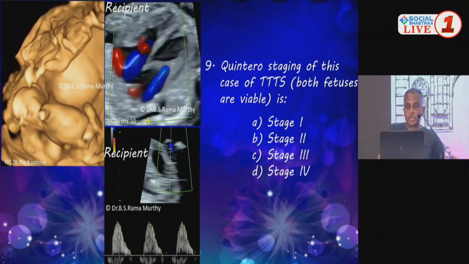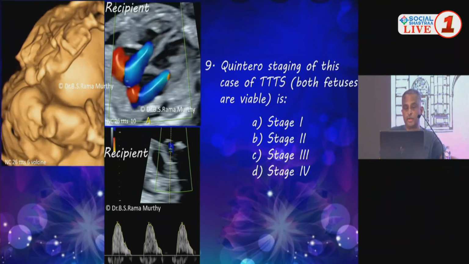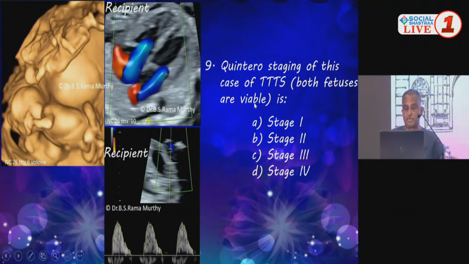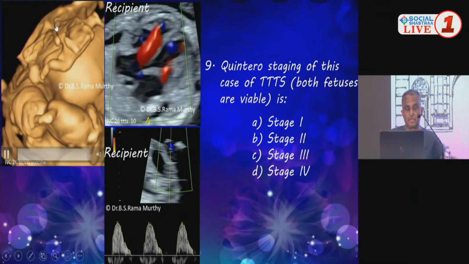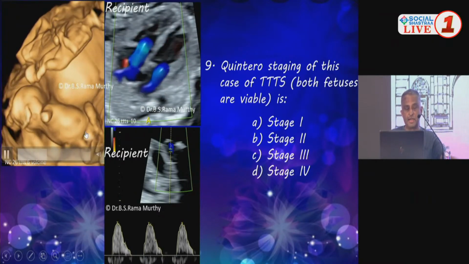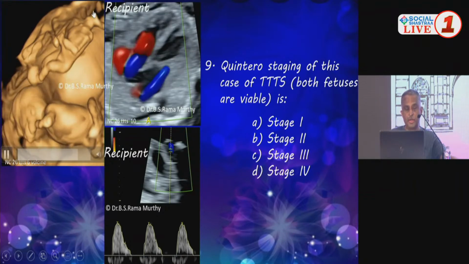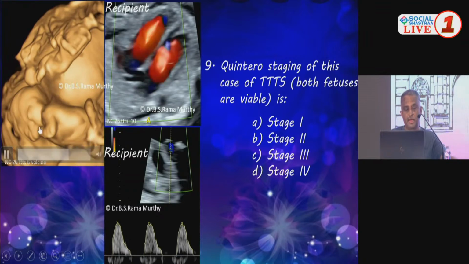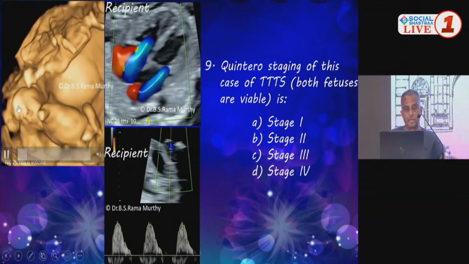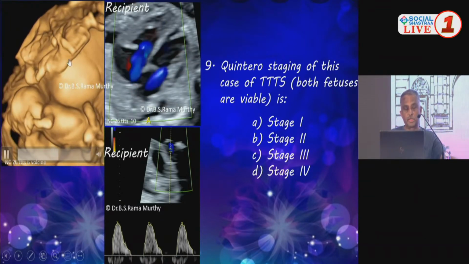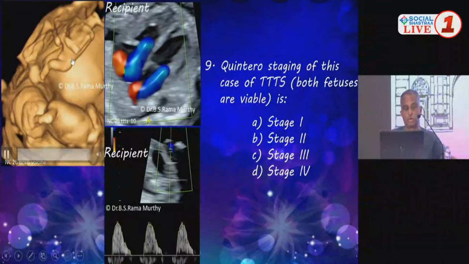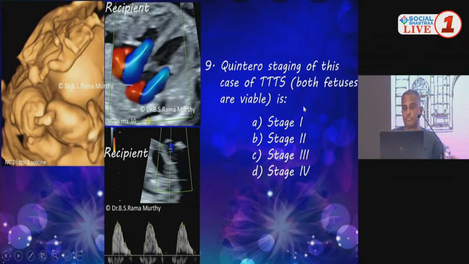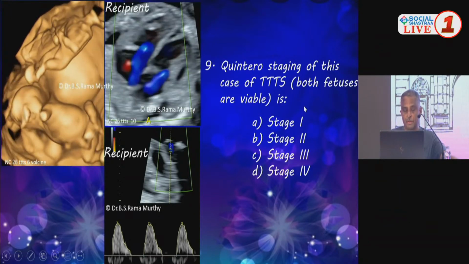Question 9. Quintero staging of this case of twin-twin transfusion sequence. I'm telling you, both the fetuses are viable. This is a 3D surface rendering. You see one twin which is close to the surface, to the myometrial wall. The other twin is seen here, which is much bigger. And you know, this also is moving if you notice carefully. So that also is moving. That is why I've said both fetuses are viable.